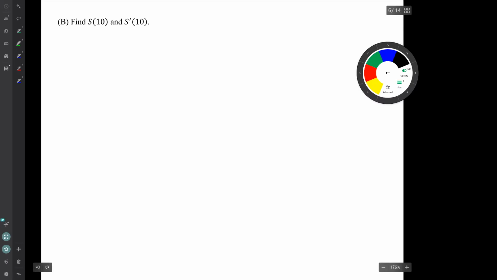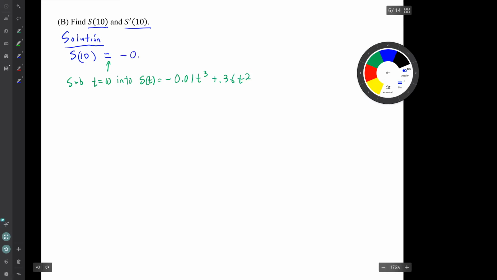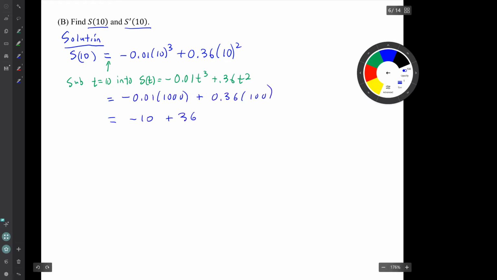Part B says to find S(10) and S prime of 10. Remember that that symbol means that we're going to substitute t equals 10 into the formula for S of t. So there's our formula for S of t. We have to substitute t equals 10 into that formula. So our result is that S(10) is the number 26.